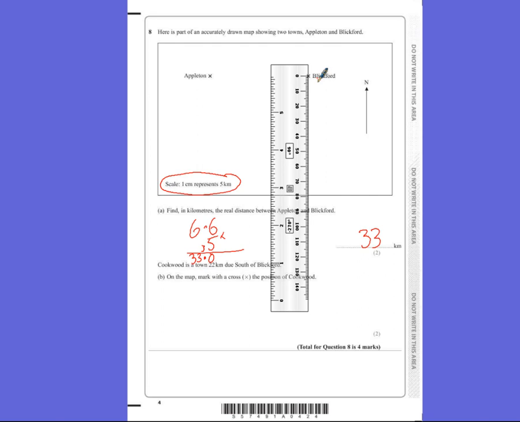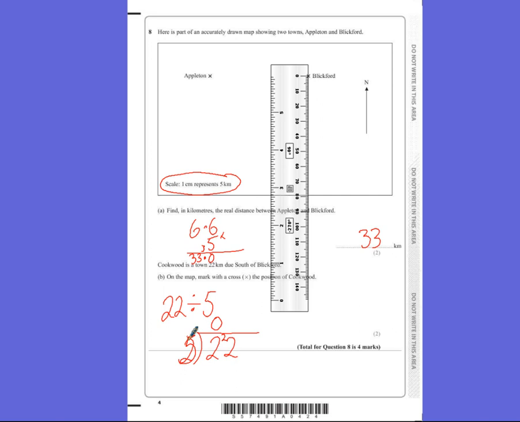I'm going to measure down, and I just need to measure down the correct distance. So I want 22 kilometres, and every centimetre is worth 5 kilometres. So I need to do 22 divided by 5. The best way to do that is with the bus stop method. How many 5s into 2 are none? Carry your 2. Sorry, that should be a 5.